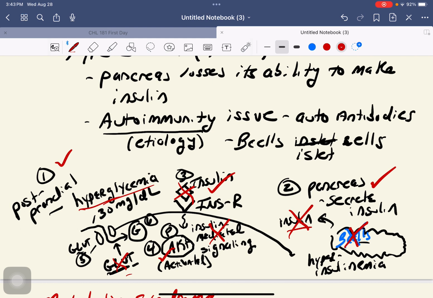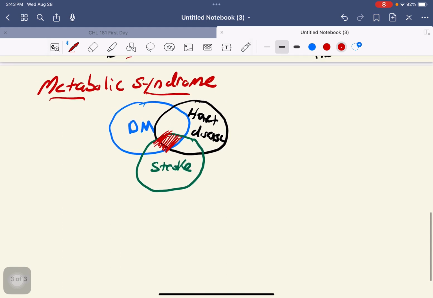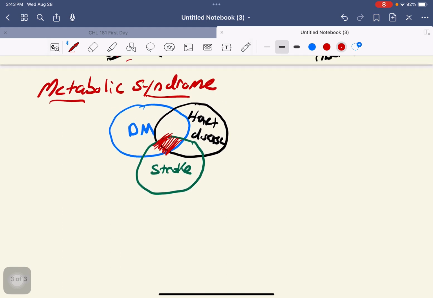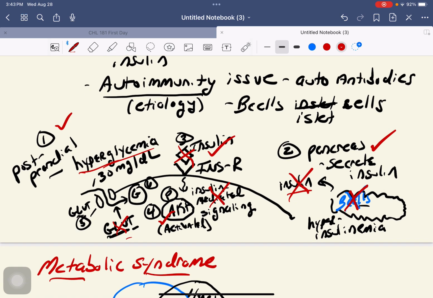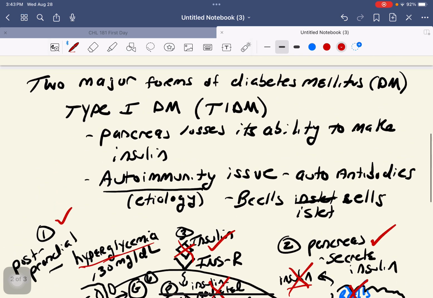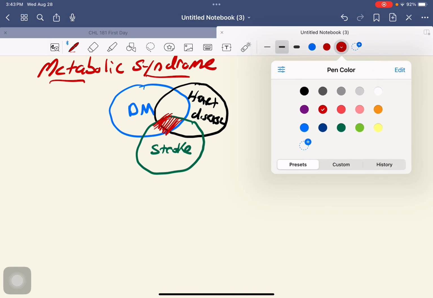Okay, so sorry for that blank space. I'm just getting my notes in order here. So, in terms of the prevalence of type 1 diabetes, I'll get my pen back.